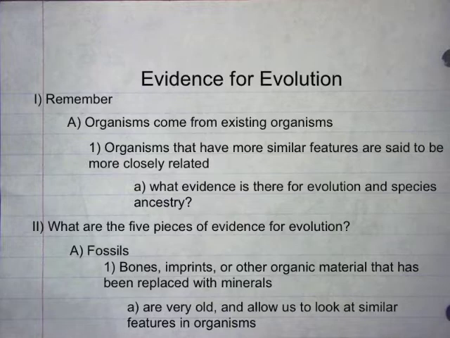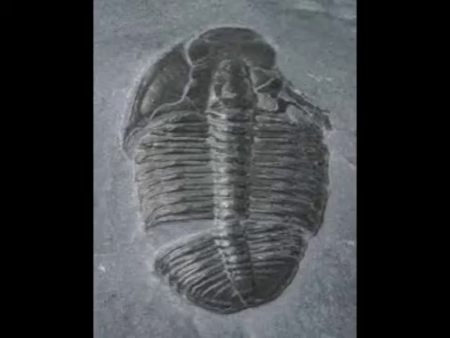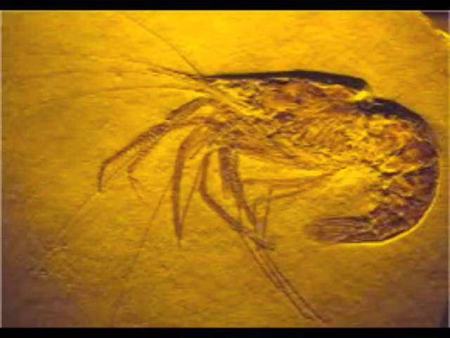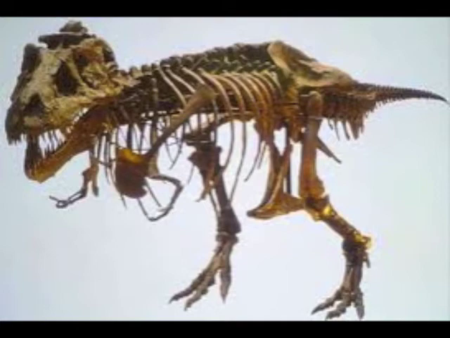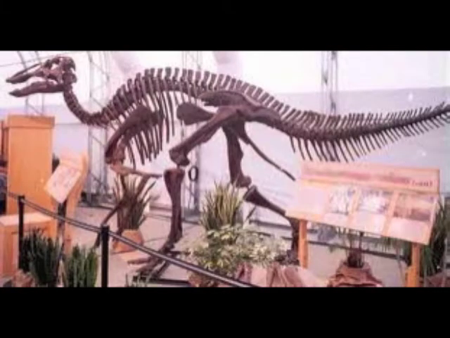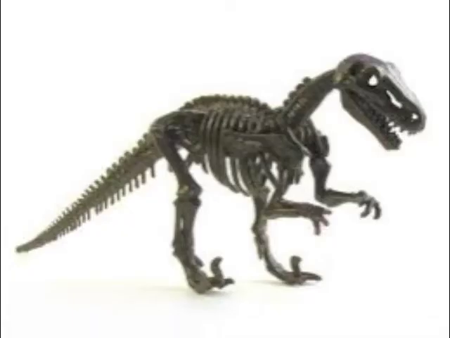Fossils. Bones, imprints, or other organic material that has been replaced by mineral are very old and allow us to look at similar features in organisms. When an organism dies, sometimes it's set in stone. The stone will gradually replace the organic material, creating an imprint or stone-like structure where bones and hard parts used to be. We see these bones now at a later time and rearrange them in the correct order based on living organisms. These fossils are very old and indicate that there was previous life on the planet before us that is no longer present.